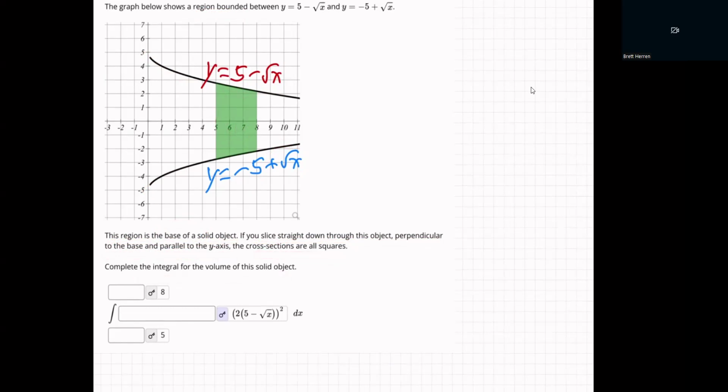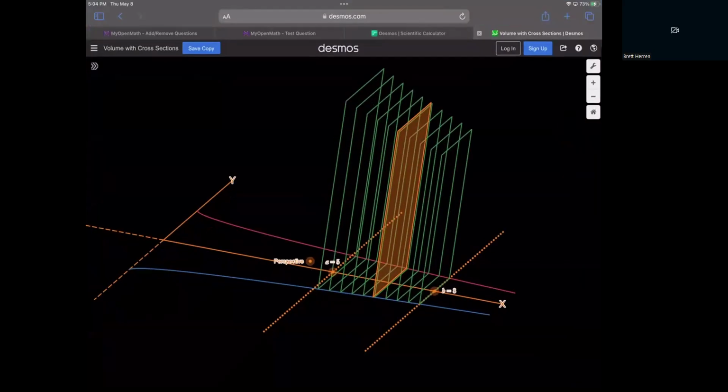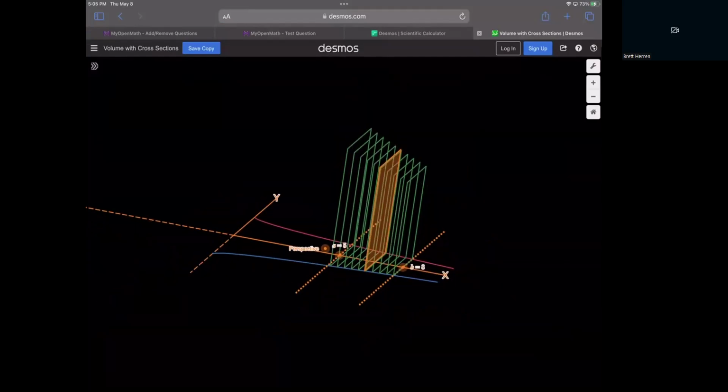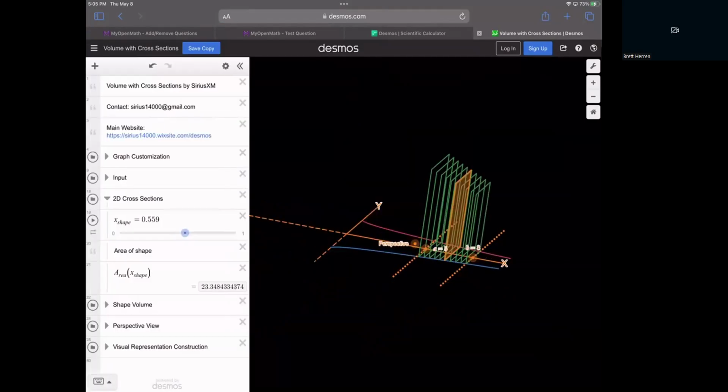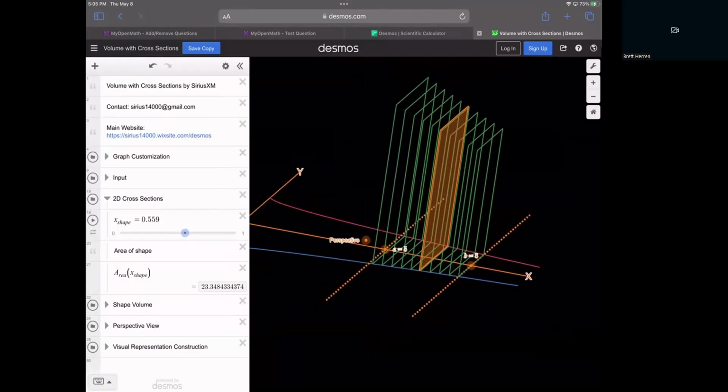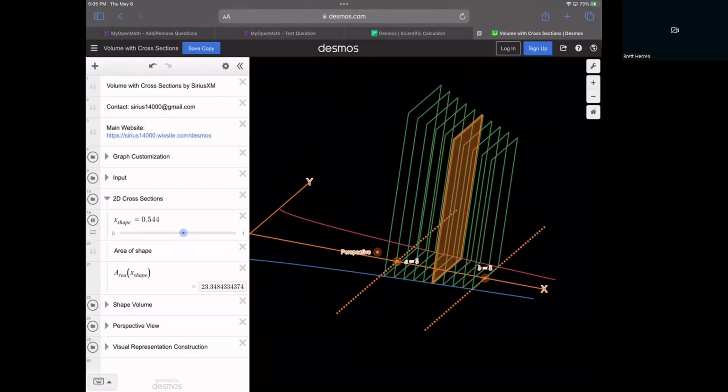Now that sounds confusing, so I want to show you a picture. In fact, let's go right here. There we go, so there is a picture of the shape. Let me make that a little bigger for you. And let's see that moving? There we go. That's going to be how we slice.